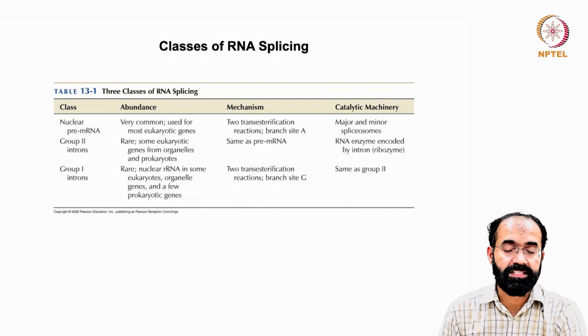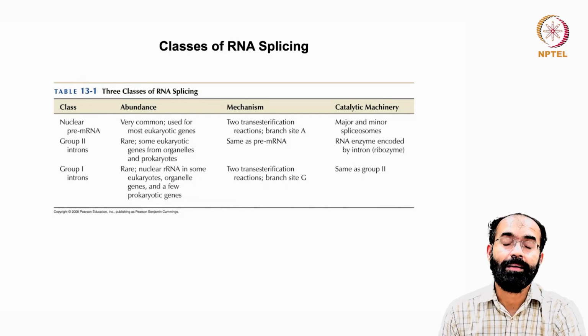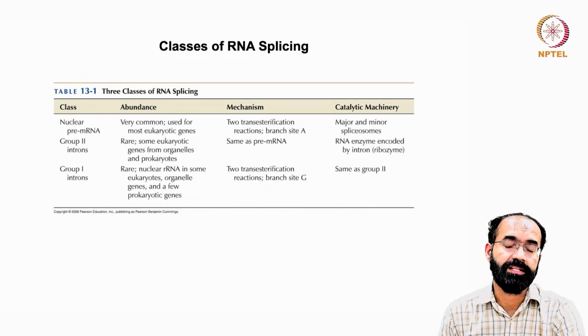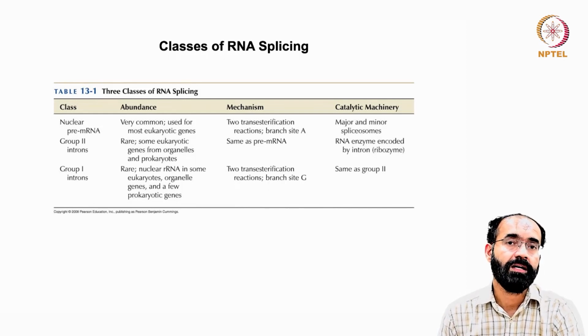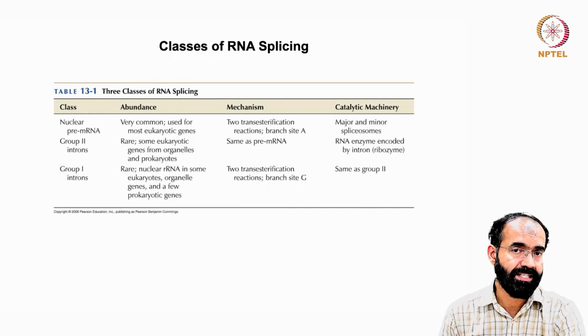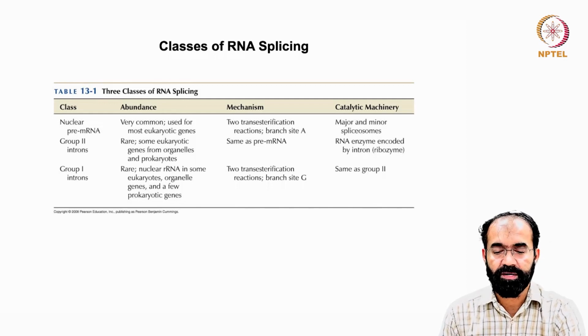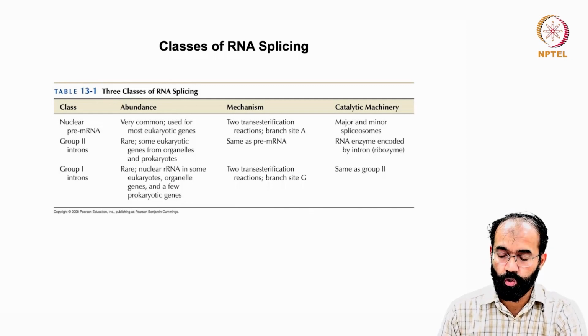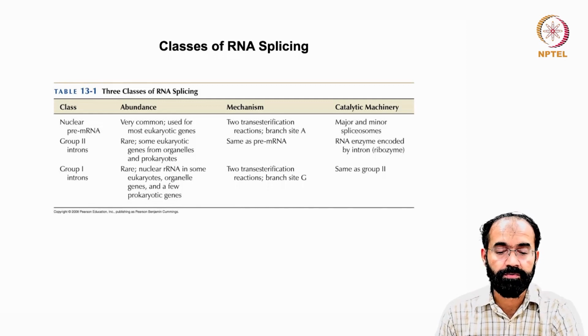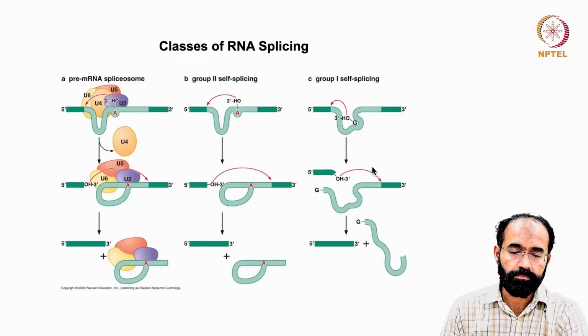And two trans-esterification reactions, and this happens at branch site G. This G is externally recruited. There is no endogenous A present in group 1 intron that is recruited, and this is because of the special pocket this G has. We discussed this in detail in the previous class, and the outcome is the same as that of group 2. The machinery is the same as that of group 2 introns.